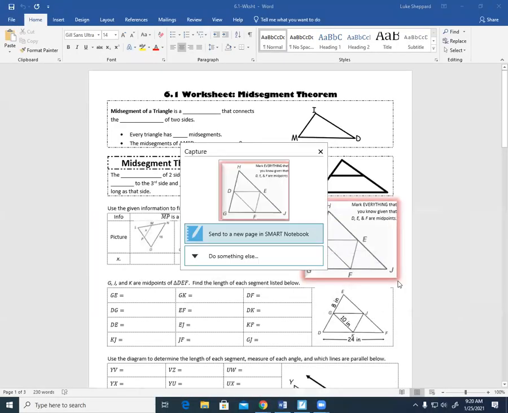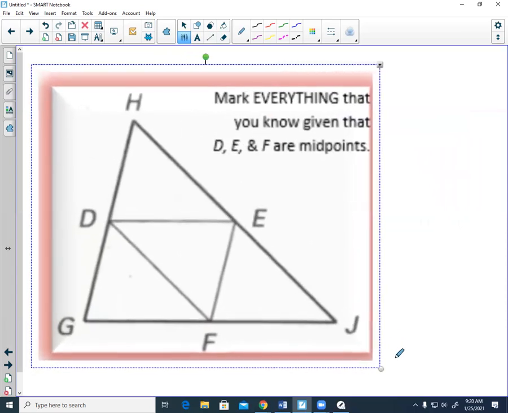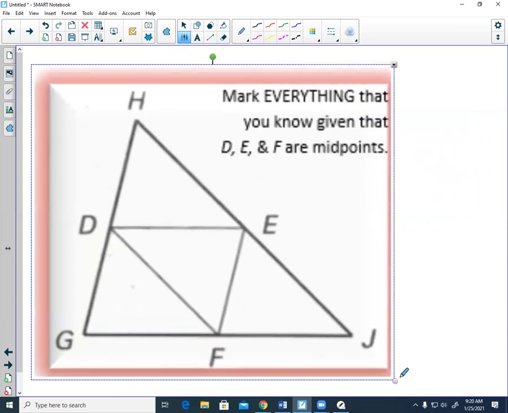Now, this is a picture that is very, very important. Okay? Because what I'm going to do is mark everything that I know on this picture if I know that DE, EF, and DEF are all midsegments. Now, this is an important concept.